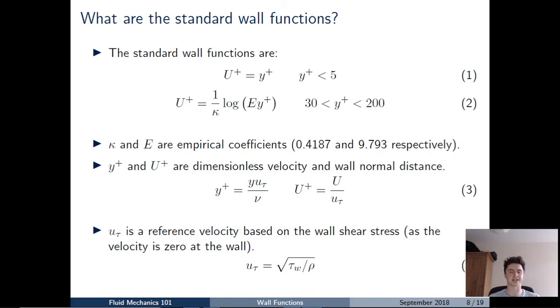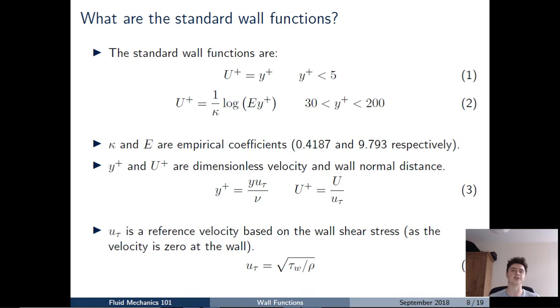So we've got two fits to the data. We've got a fit for y plus less than 5, and we've also got a fit for y plus greater than 30. And at this point, it's worth stopping and taking a minute to think about what y plus and u plus actually are and what they represent. So y plus and u plus are dimensionless units, sometimes called wall units in the literature. And y plus is the distance normal to the wall, and u plus is still the tangential velocity.